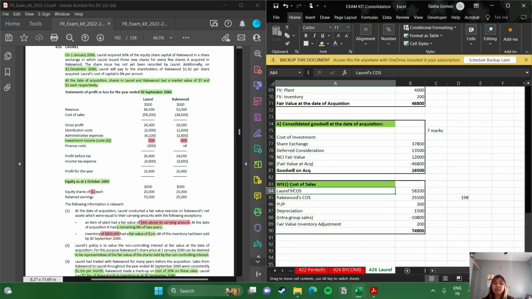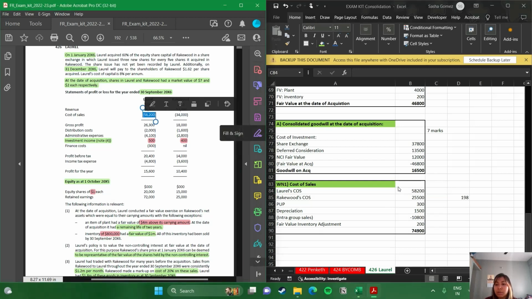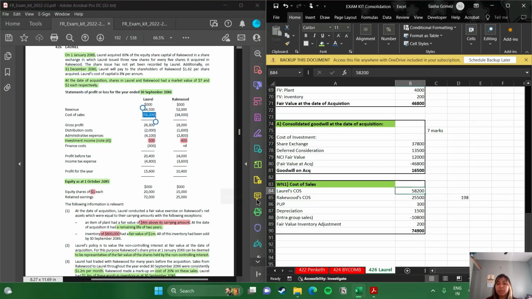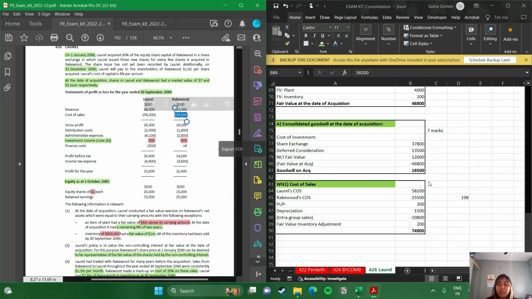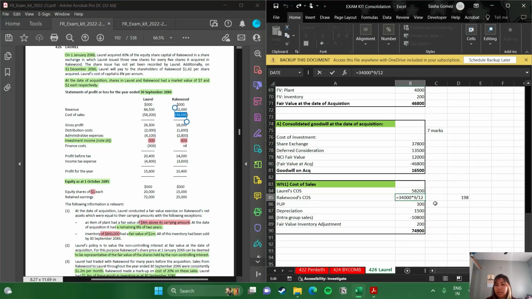Okay, so now we have to calculate our cost of sales. For calculating the cost of sales, you go to your statement of profit or loss that's given to you. Cost of sales for Laurel, you plug in the full amount. Then you have Rakewood. Since it is time apportioned, this 34,000 into 9 divided by 12, and you get this amount. That is Rakewood's cost of sales.